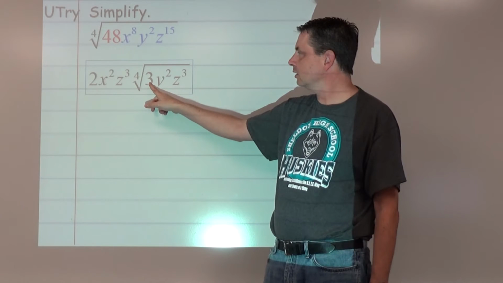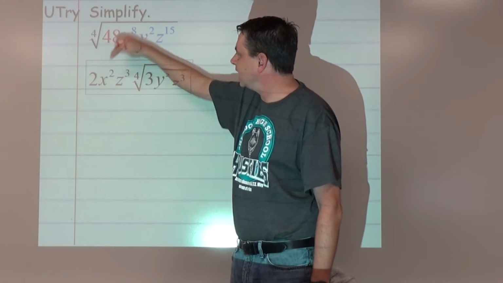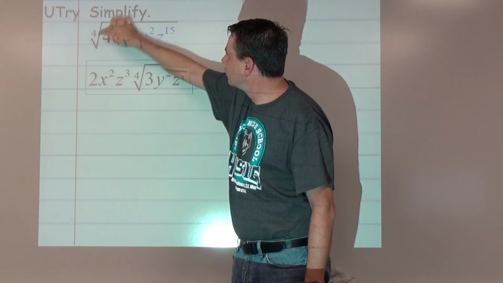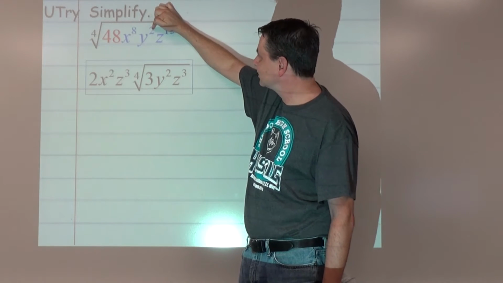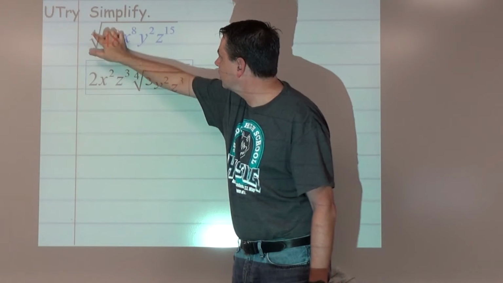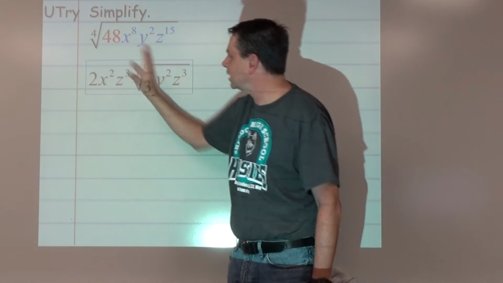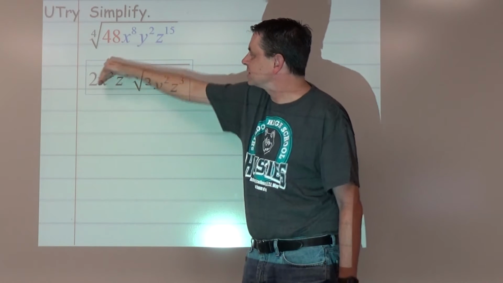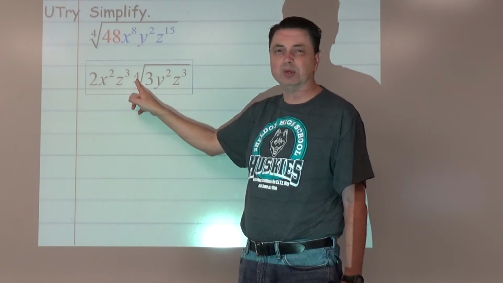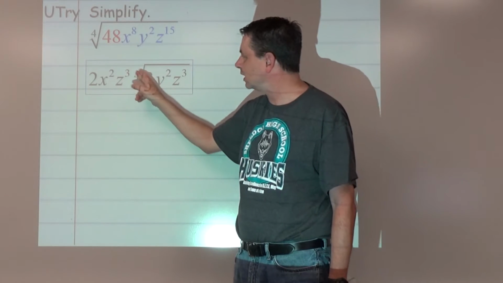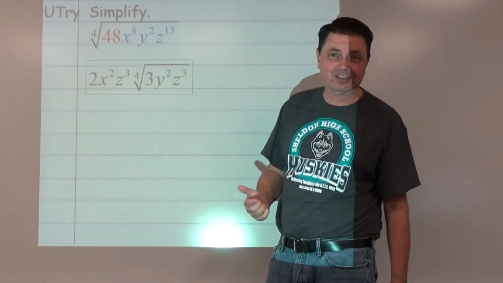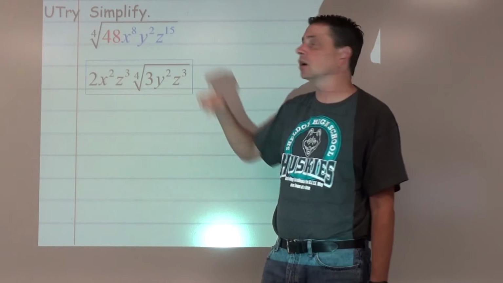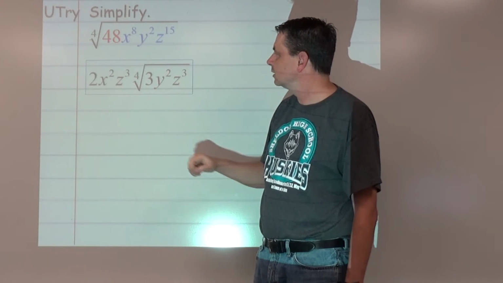3 is left over. 4 went into 8 twice. 4 went into 2, it didn't. So no y is coming out. 4 went into 15 3 times. Make sure there's separation here, so clearly put the index in the notch. Don't let it come out here so that we might think it's z to the 34th power. Be very careful on your writing.